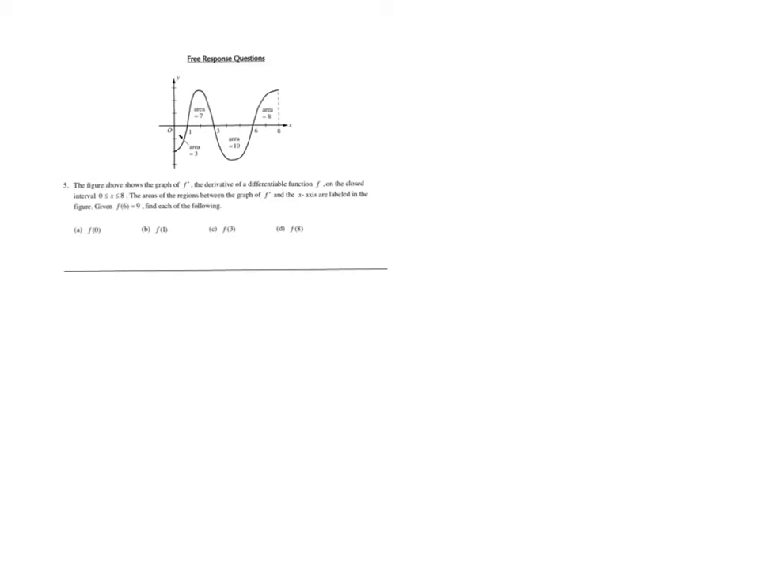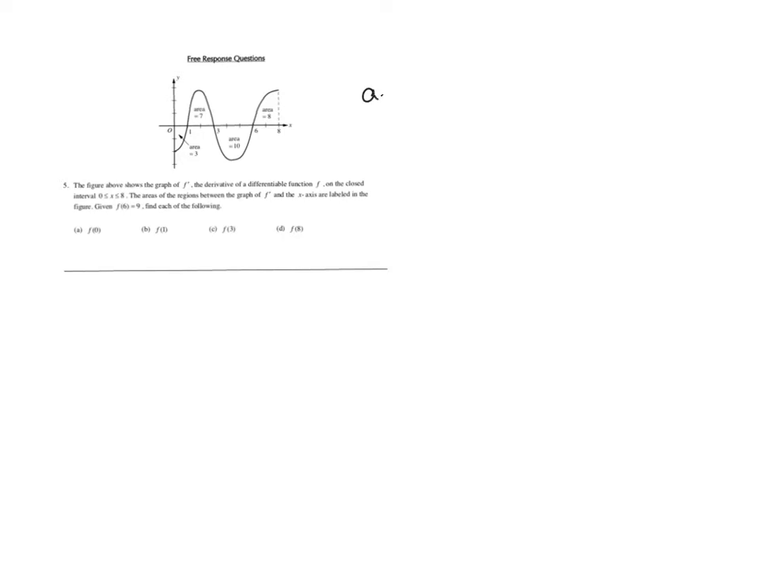For number 5, this is really a free response. We have to evaluate 4 different values of f, and what we know is that f is the antiderivative of the graph we're given. So we're going to be using integrals to find these different function values.